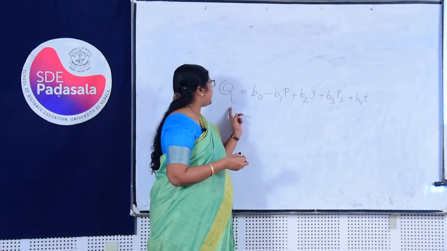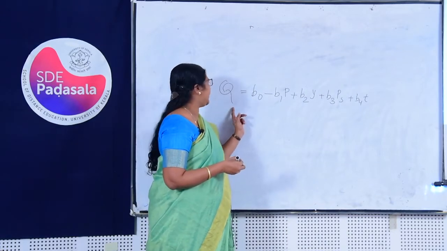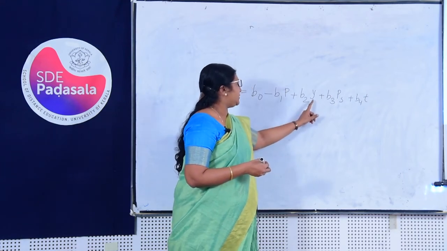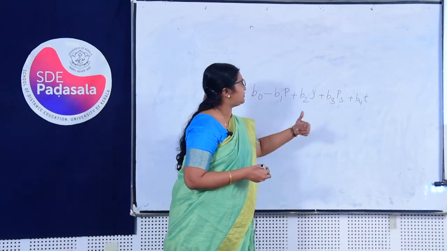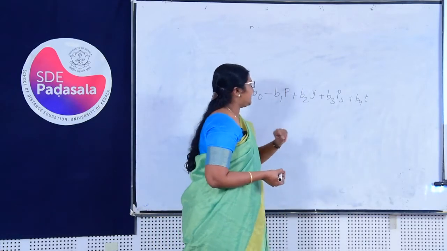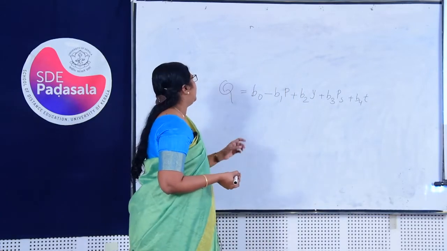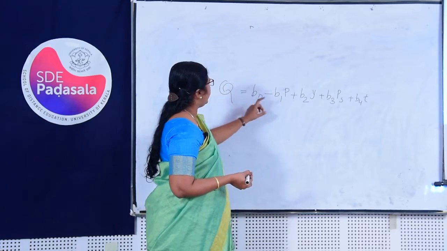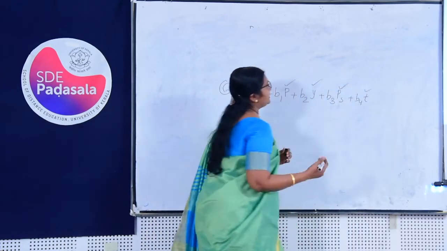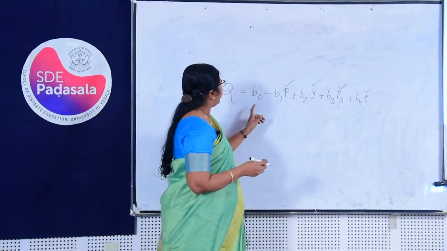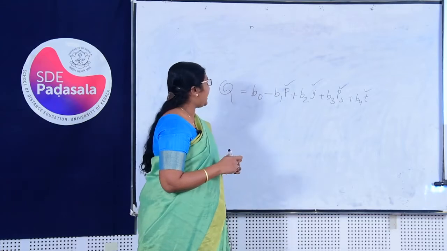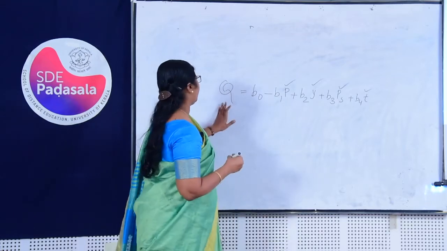Here Q is the dependent variable and Q represents quantity demanded. P is price of the commodity, Y denotes income, PS shows price of related goods or price of substitutes, and T represents taste of consumers. Here Q is the dependent variable; P, Y, PS and T are independent variables. Then B0, B1, B2, B3 and B4 are the parameters of the model. This is a mathematical model.